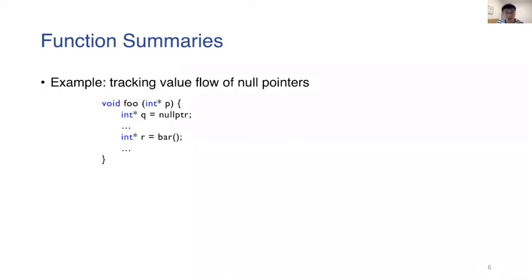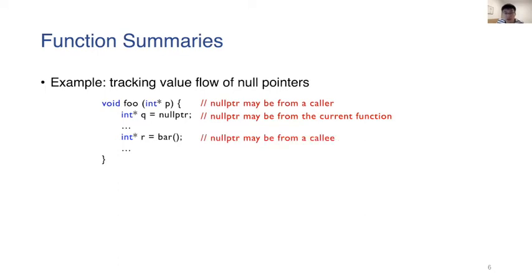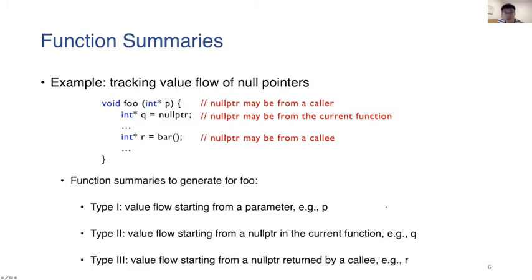Given a function, a null pointer may come from 3 places: from a caller function via the function parameter, from the current function, or from the callees via the function return value. According to where a null pointer may come from, we generate 3 types of function summaries. The type 1 summary is a value flow from the function parameters. The type 2 summary is a value flow from the null pointer in the current function. The type 3 summary is a value flow from a null pointer returned by callee functions.